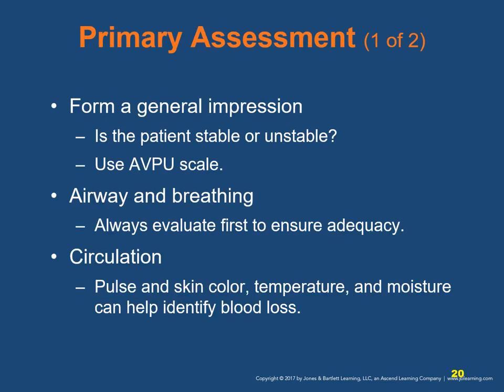Primary assessment. Form a general impression. Is the patient stable or unstable? Use the AVPU scale to determine the patient's level of consciousness. Airway and breathing. Always evaluate the airway and breathing immediately to ensure they are adequate. Circulation. Palpate a pulse and evaluate skin color, temperature, and moisture to help identify blood loss in a patient. If there is significant blood loss, the patient may not be demonstrating obvious signs of shock, but may still be hypovolemic.